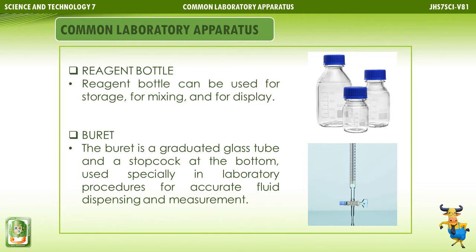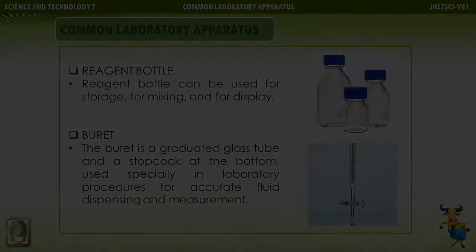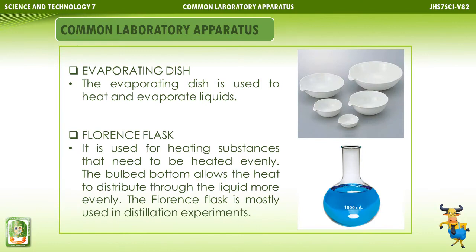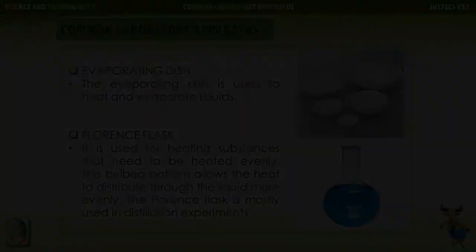Burette. The burette is a graduated glass tube with a stopcock at the bottom, used specially in laboratory procedures for accurate fluid dispensing and measurement. Evaporating dish. The evaporating dish is used to heat and evaporate liquids. Florence flask. It is used for heating substances that need to be heated evenly. The bulb bottom allows the heat to distribute through the liquid more evenly. The Florence flask is mostly used in distillation experiments.